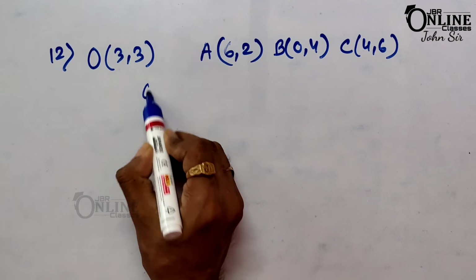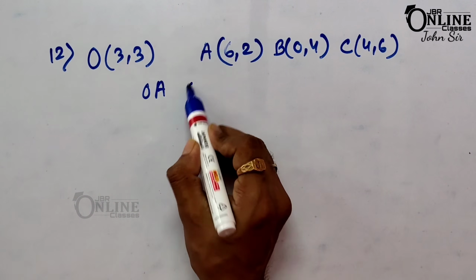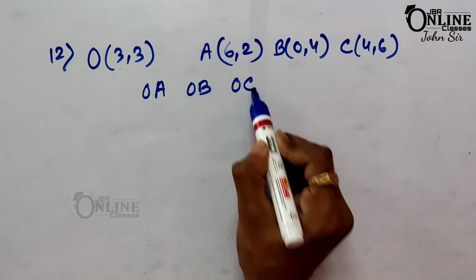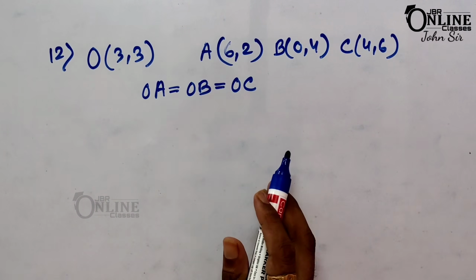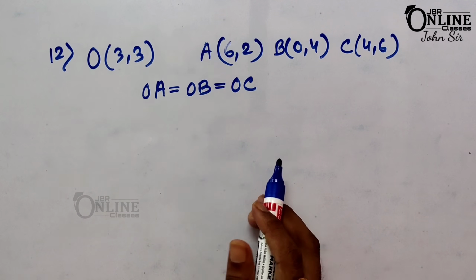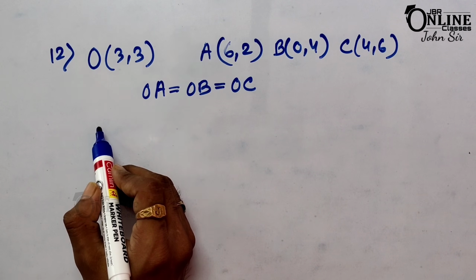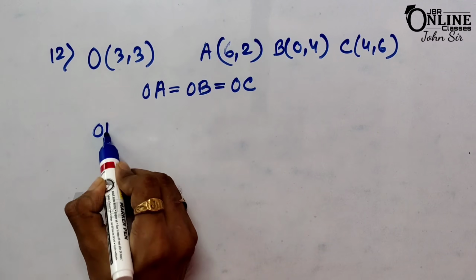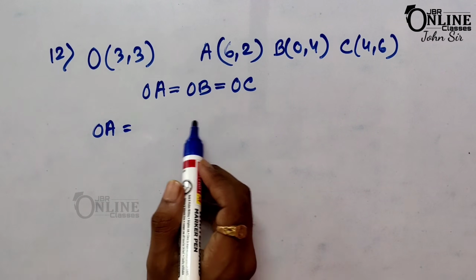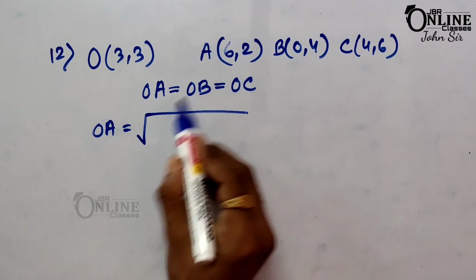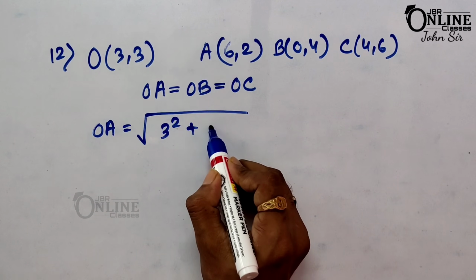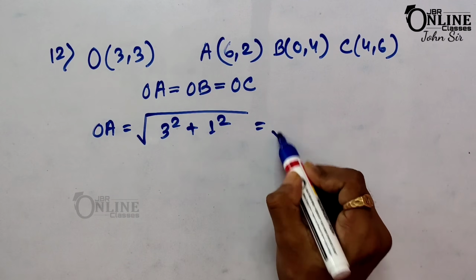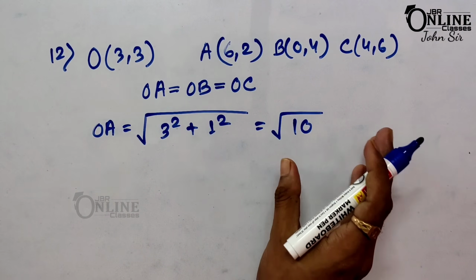So that means OA is the radius, OB also a radius, and OC also a radius. So OA equals OB equals OC. So first you have to find the value of OA. Here OA equals root over 6 minus 3, so it will be 3 square, 2 minus 3 will be minus 1 square, that means 1 square. So here it will be 9 plus 1, that means root 10.